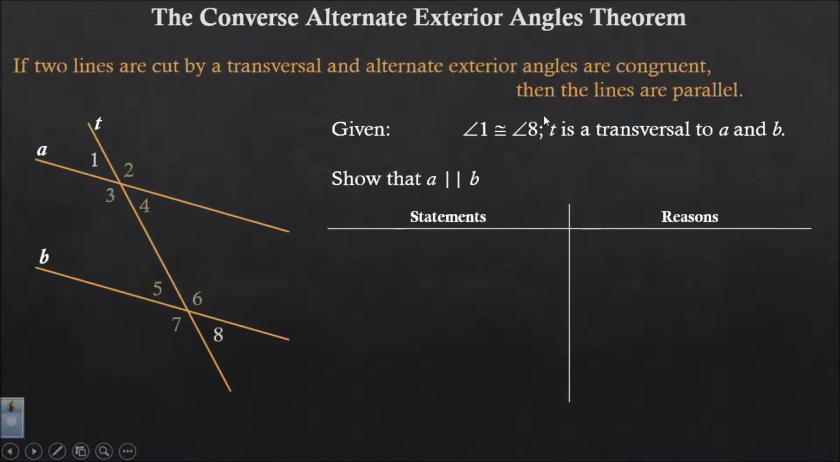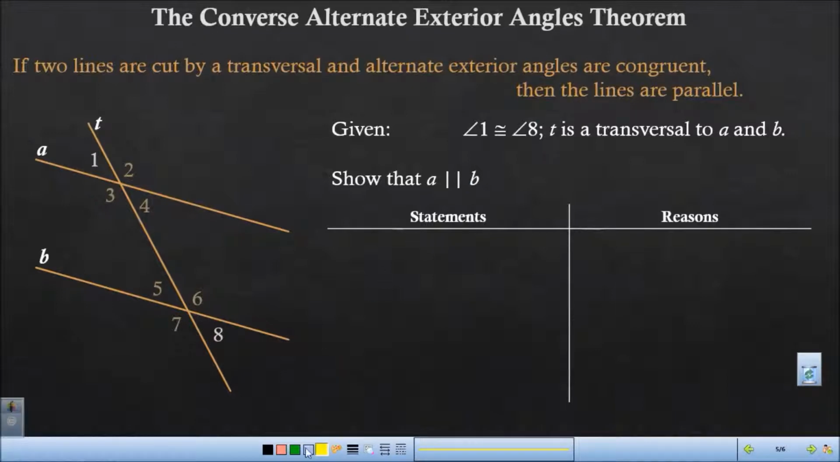All right, let's look at the converse alternate exterior angles theorem. Again, we're trying to show that A is parallel to B, but now we start off with angle 1 being congruent to angle 8. All right, now we know that these two are congruent to one another. What we need to do is get vertical angles. So we're going to map 1 to 4 by the vertical angles theorem, and then we're going to map 4 to 8, okay, using the transitive property, because remember, this is given.